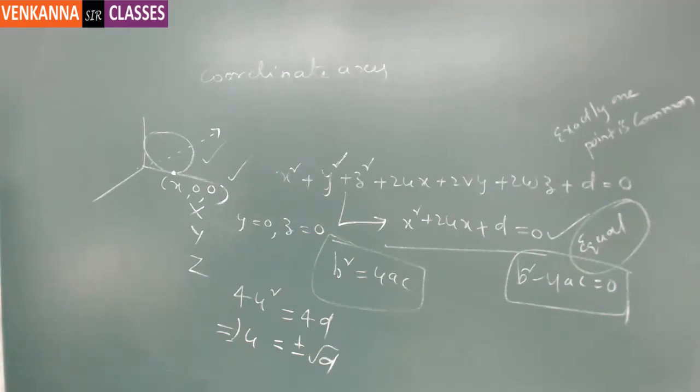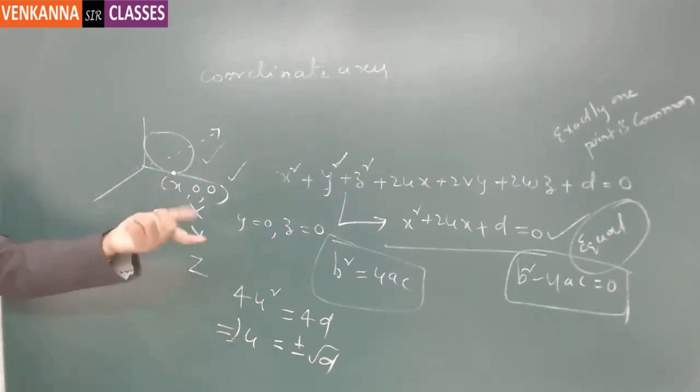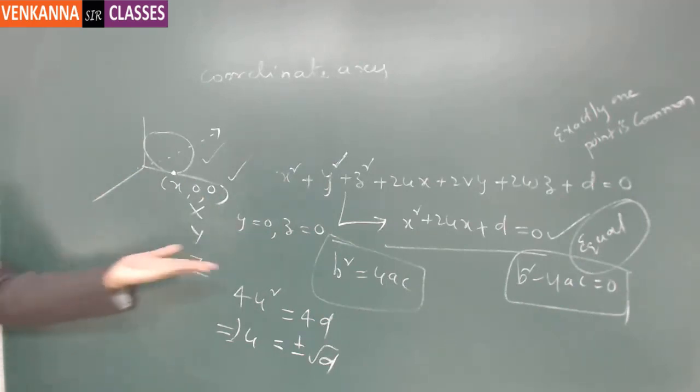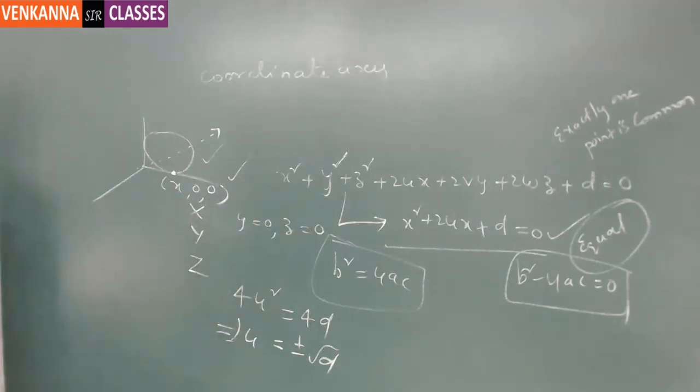So you have a quadratic equation whose roots must be equal. Why must they be equal? Because there is exactly 1 point common there. As we know, when the discriminant is equal to 0, the roots are real and equal. So b square is equal to 4ac. From the equation, you will get 4u square is equal to 4d, giving u is equal to plus or minus root d.